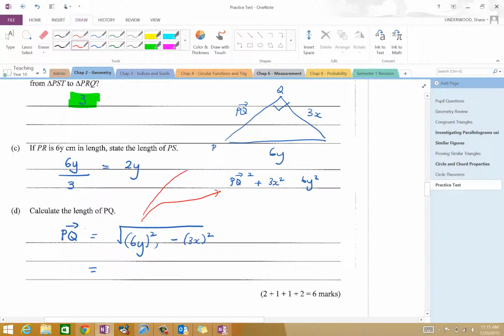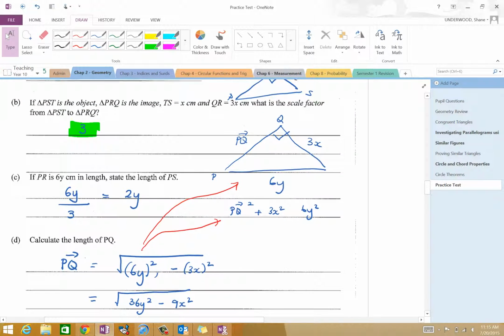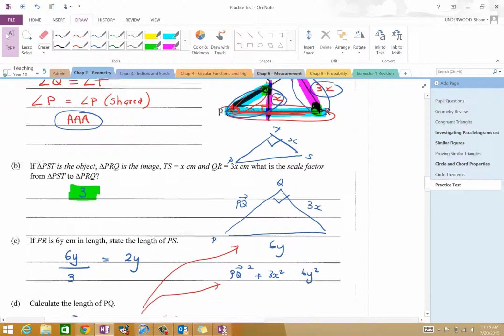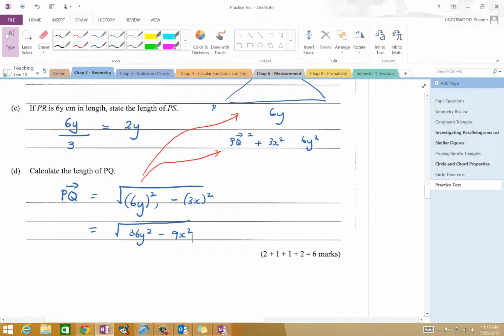Okay, a squared plus b squared equals c squared. And I've just rearranged that to say that, and then we've got that is the square root of 36y squared minus 9x squared. But do we know what x and y are? I don't think we do. Wait, don't we get rid of the squared thing? Isn't it just 36y minus 9x?